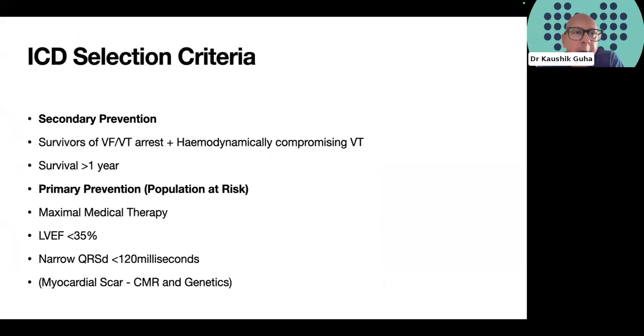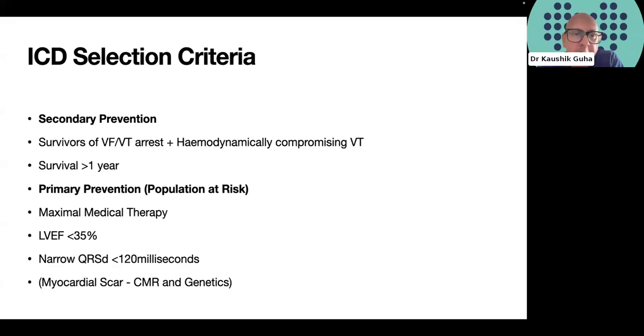In terms of patients, there are two groups of patients who are eligible for an ICD. Any patient who survives a cardiac arrest due to ventricular arrhythmia or has hemodynamically compromising ventricular tachycardia and has an overall life survival of greater than 1 year, i.e. they do not have serious comorbidities which prevent their survival, should be considered for an ICD at the time of hospitalization. And sadly, we have lots of these patients.